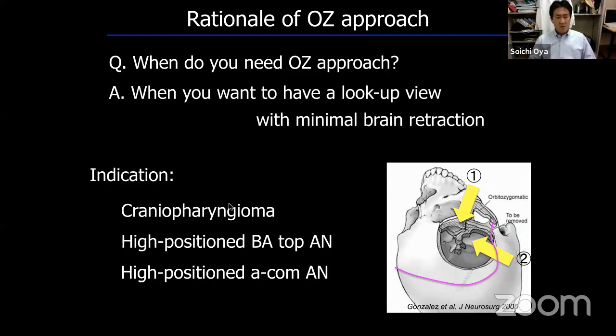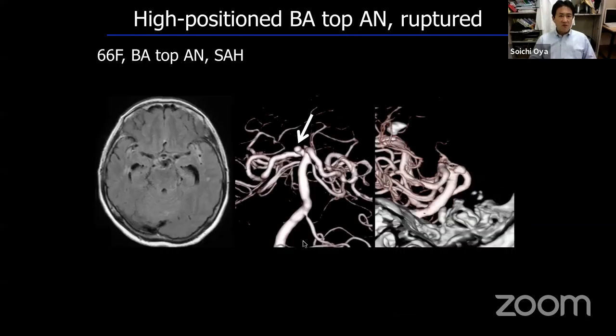In my opinion, for meningiomas, we don't frequently use the orbital-zygomatic approach because we can use the space that's already been created by the tumor itself. So the first case is a high-positioned basilar top aneurysm. This was a ruptured case. This patient was a 66-year-old lady. She had a subarachnoid hemorrhage.